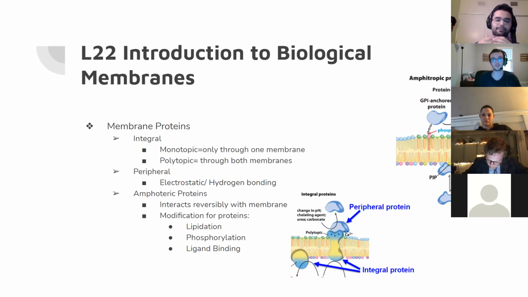While peripheral, the difference I think a lot of people have trouble with is between peripheral and amphitropic, because peripheral is almost like an orbiting moon, right? It's orbiting the cell. It might not always be interacting with something, but it's always around the cell, moving, okay?